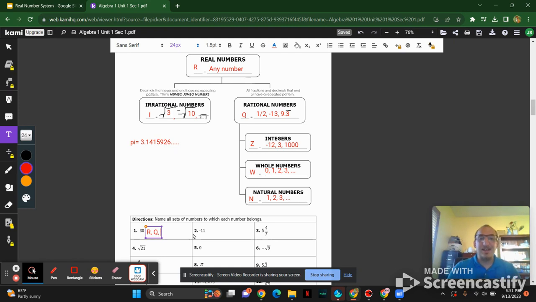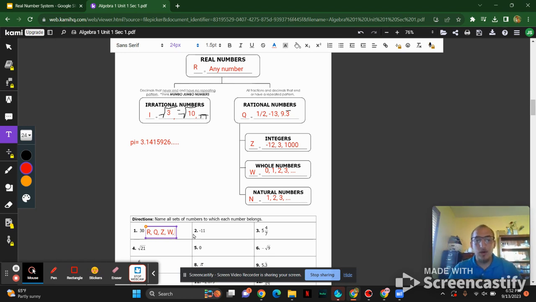And then we think, is it an integer? Well, like I said, integers are numbers without decimals or fractions. Does 30 have a decimal or fraction? Most people would say no. So we can say it's an integer. And then we just keep moving along. Is 30 a whole number? What makes a whole number special? Well, whole numbers can't be negative. Is 30 negative? Nope. So we'll put W.